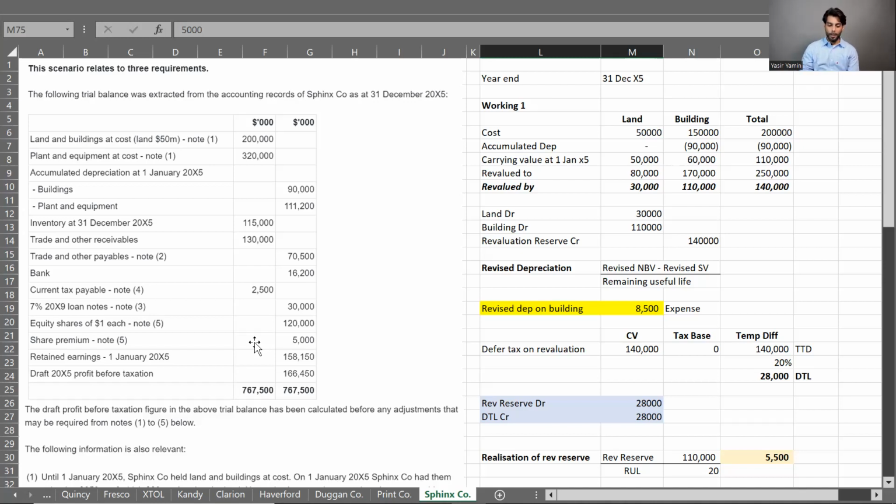Excellent, guys. So share premium would have been 0 because the 5,000 written here was just generated due to the rights issue made during the year. Our opening balance would have been 0.